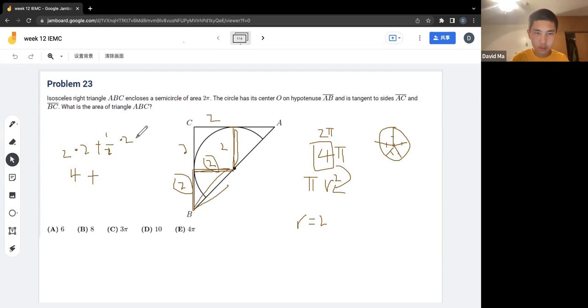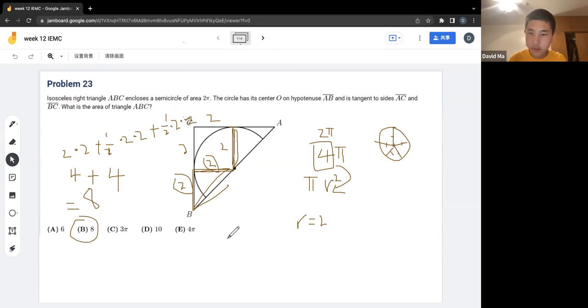2 times 2, plus the same thing again, because there's also a triangle here. So we have 2 times 2, and this gives us basically 4. So the answer is 4 plus 4, which equals 8. And our answer choice is B.